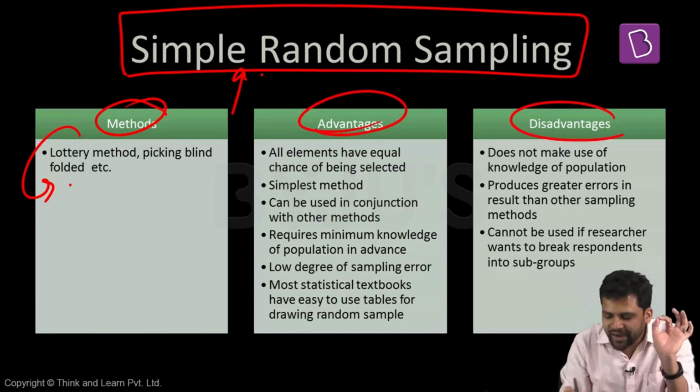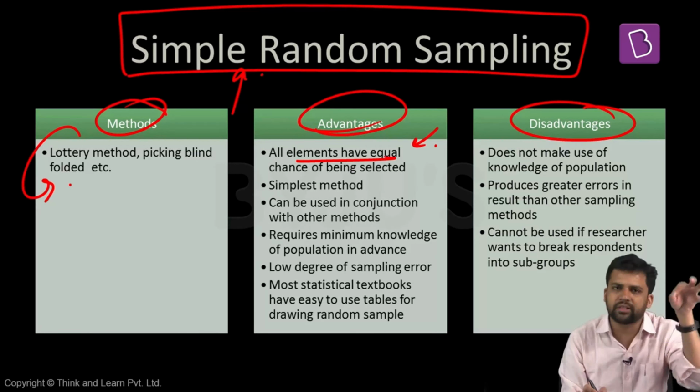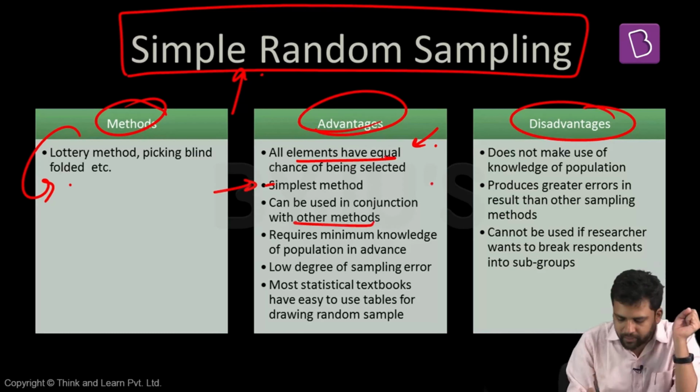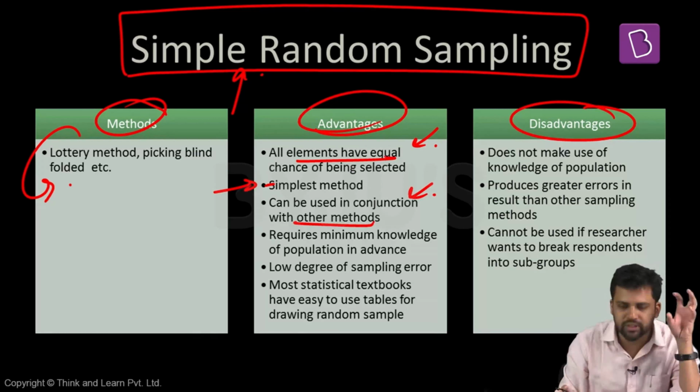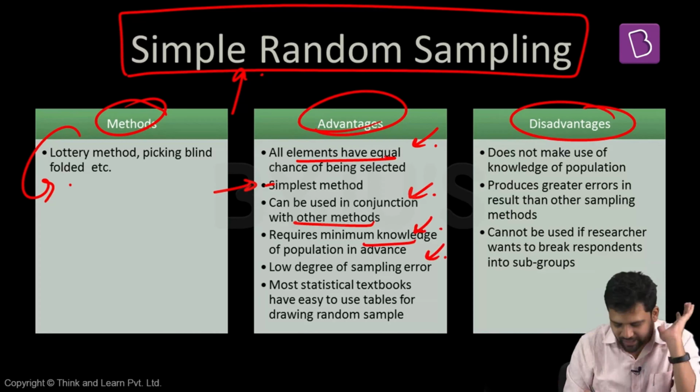What are the advantages and disadvantages of this method? In this method, all elements have an equal chance of being selected. Randomly you are picking things from your population. It is the simplest of methods. You do not have to use any brain, nothing. You just have to randomly pick things. Sometimes it is used in conjunction with other methods. You use this, then you can go for some other methods. It requires minimum knowledge of your population. Chances of sampling error are also quite less here.